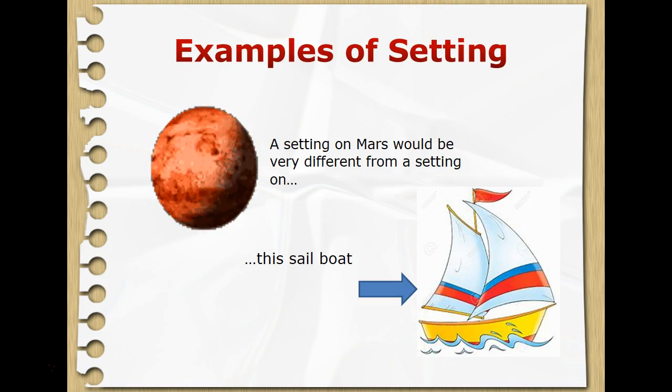Also, a setting on Mars would be very different from a setting on a sailboat. The setting can be very important. You would explain the details of each. What are the details if the setting is on Mars? How about on a sailboat?